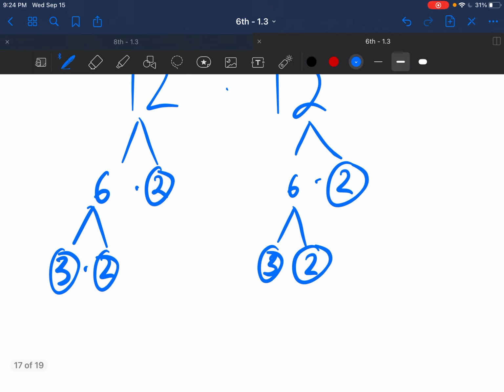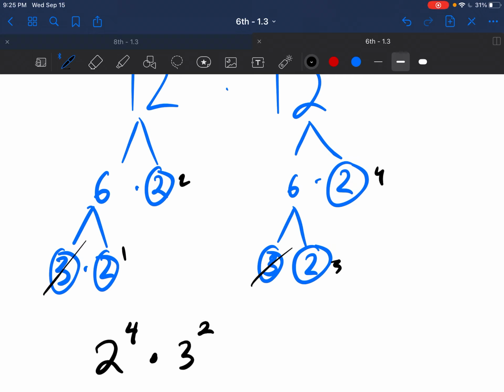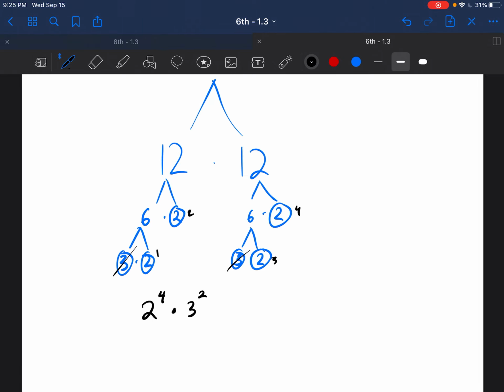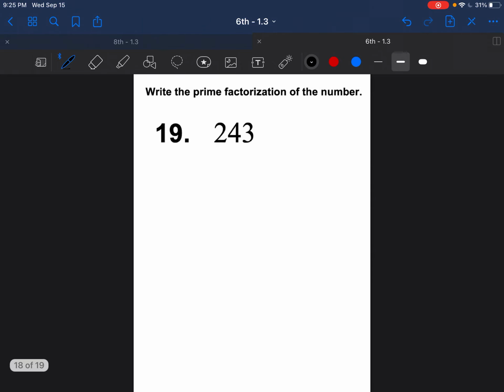So all we need to do now, ladies and gentlemen, is put them in order. How many 2's do I have? I have 1, 2, 3, 4. So that's going to be 2 to the 4th power. Times, let's see how many 3's I have. I have 1, 2, which is going to be 3 to the 2nd power. Alright, do we got any more questions? Yep, we got 2 more questions.